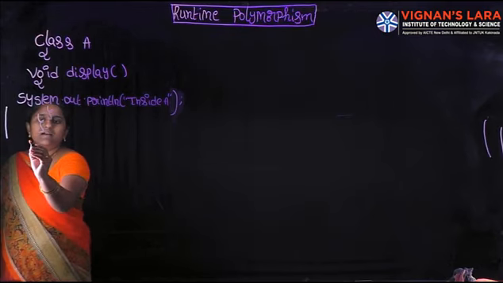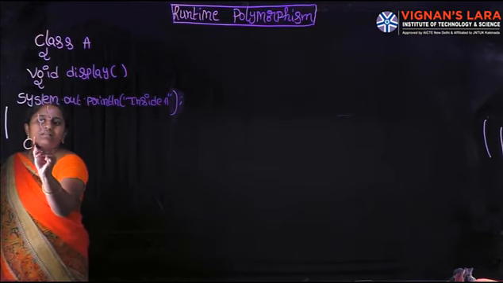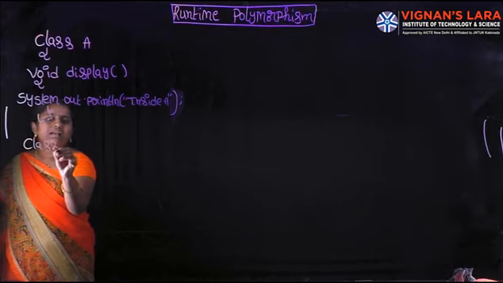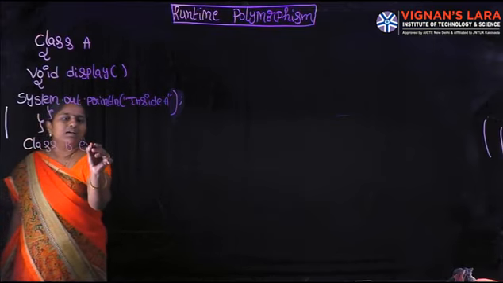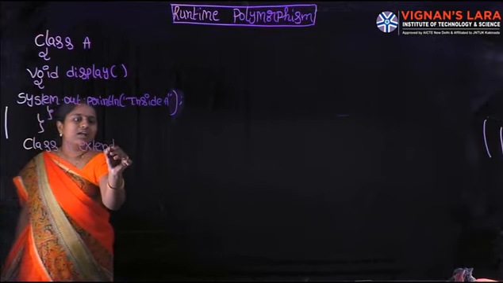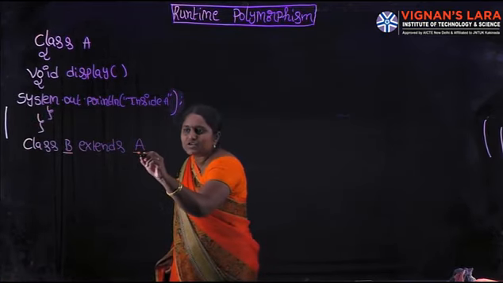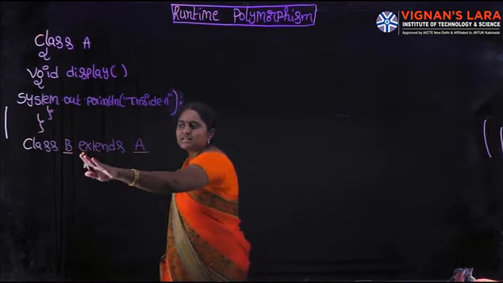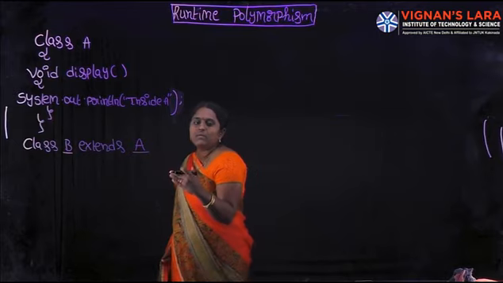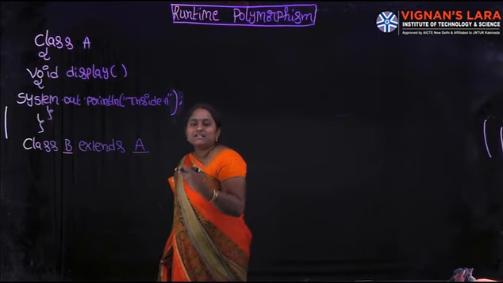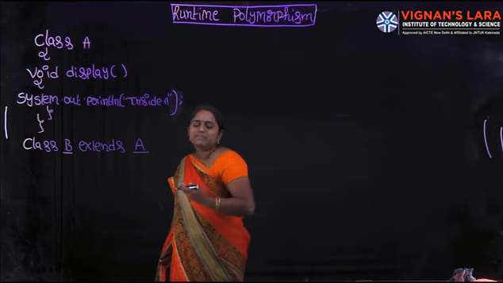Next, here I am taking one more class. Class B extends A. Here B is the subclass and A is the superclass. Generally, you know that every subclass has some own data members and member functions, but being a subclass, it also accesses all the data members and member functions from the parent class.